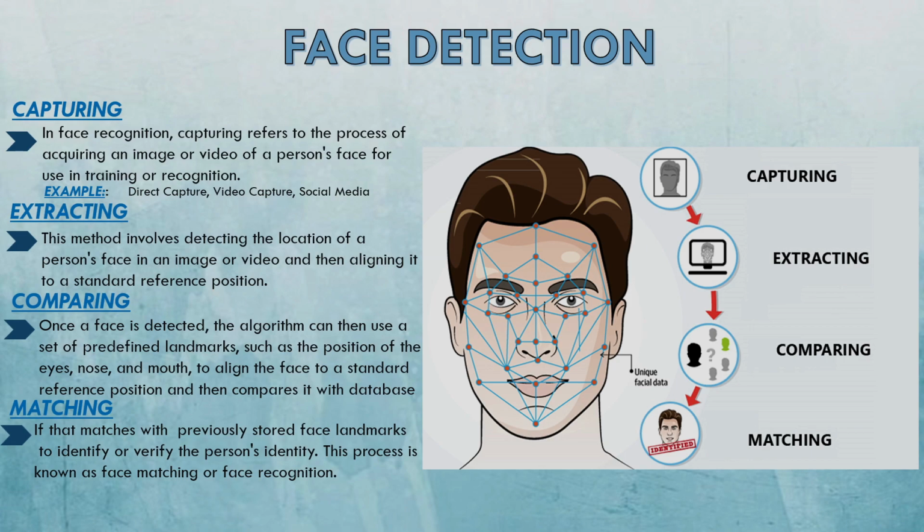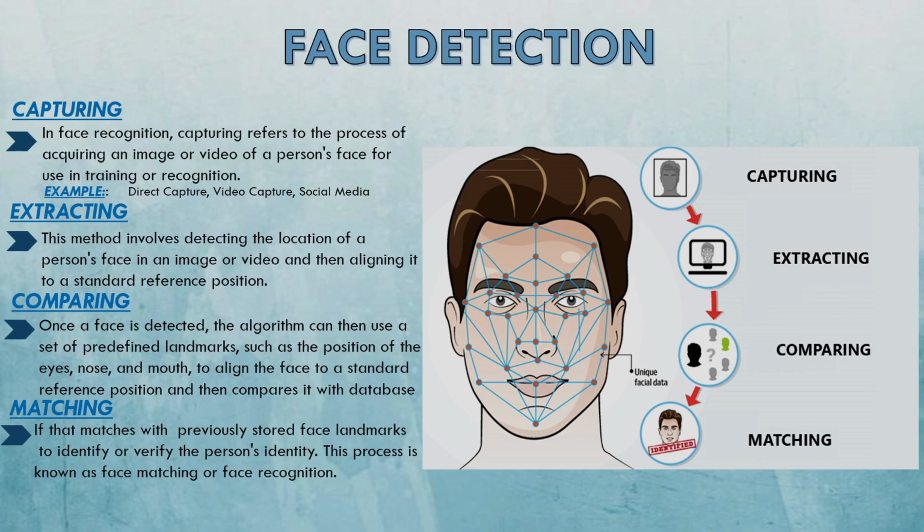In the previous slide we have seen how the face has been detected. In this slide we will see what are the steps involved in face detection. Now the first step is capturing the face. Basically, face capturing can be done using a video capture device, or even from social media. So an image or a video can be taken from any platform, and we can train the machine with that image or video.